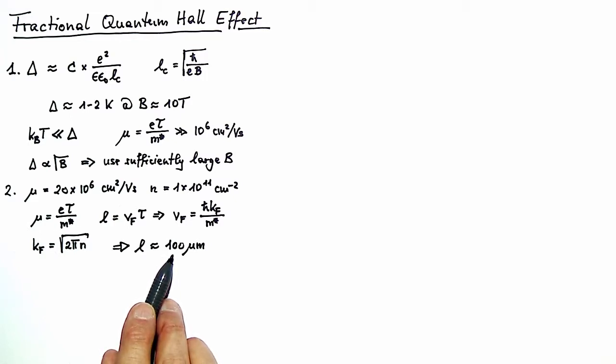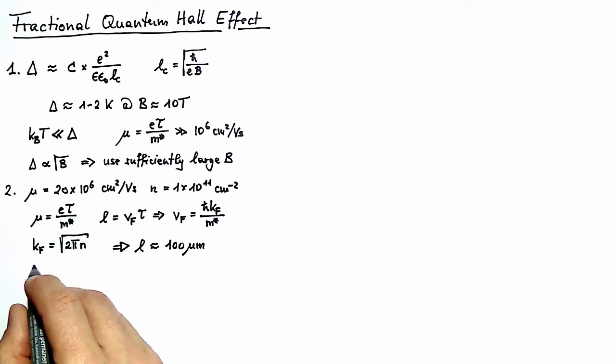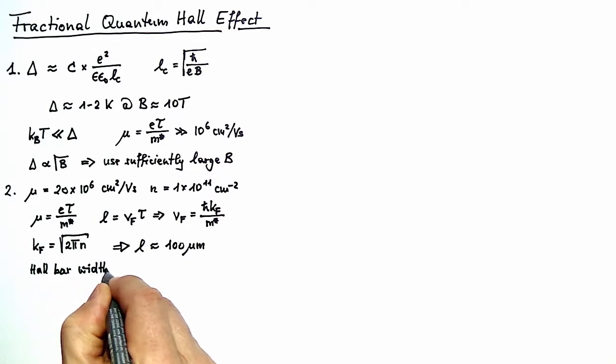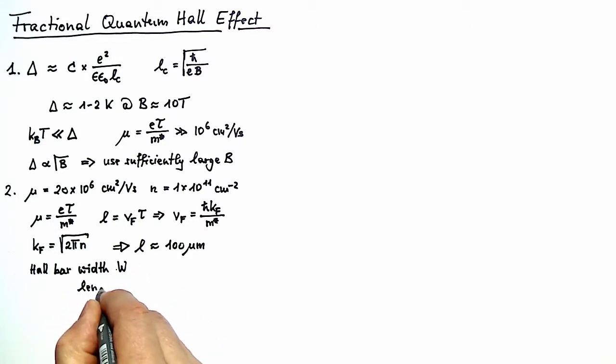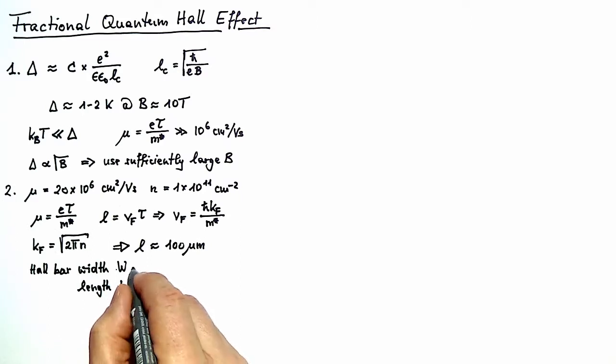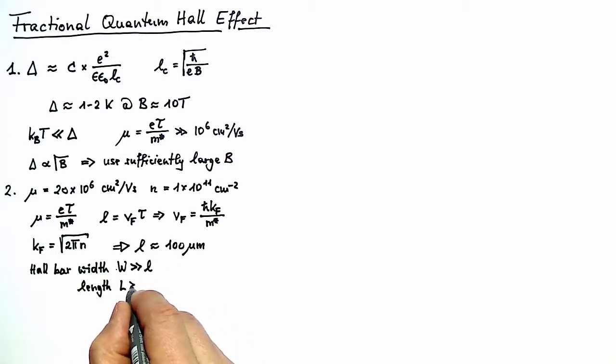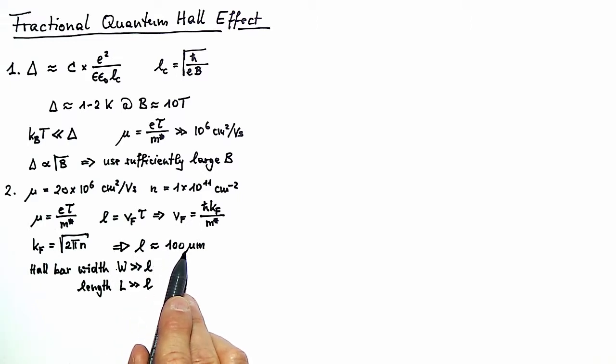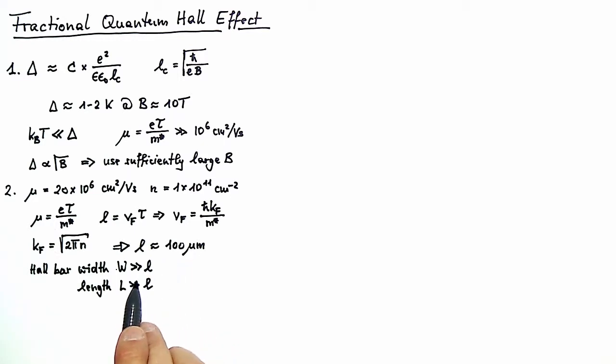If you do the quantum Hall effect measurement using a Hall bar structure, then you want to make sure that the transport occurring in your sample, in your Hall bar, is diffusive. This requires that the sample size, which is, for example, the Hall bar width denoted by W, and the Hall bar length denoted by L, should both be much bigger than the mean free path l. Now, given that the mean free path in these very high mobility samples is already 0.1 millimeter, 100 microns, you want to make sure that your sample is at least, let's say, a millimeter in width, and the length between voltage probes should also be at least 1 millimeter, if not more.